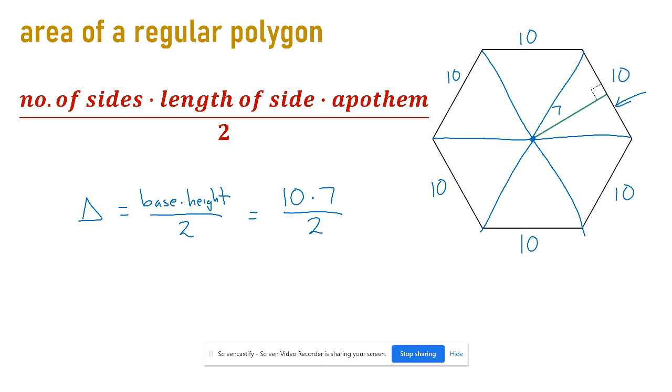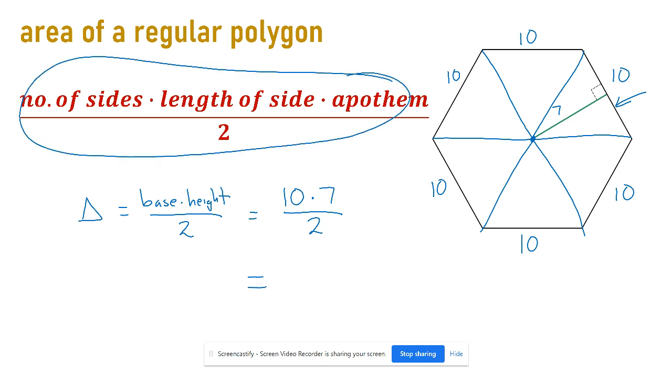So that gives us this formula that we have up here, where you take the area of the triangle, which is the length of the side times the apothem, base times height, over 2, but you also multiply it by the number of sides. So since this is a hexagon, the area would be 6 times 10 times 7 divided by 2. So it's 6 triangles. All 6 triangles have an area of 10 times 7 divided by 2.